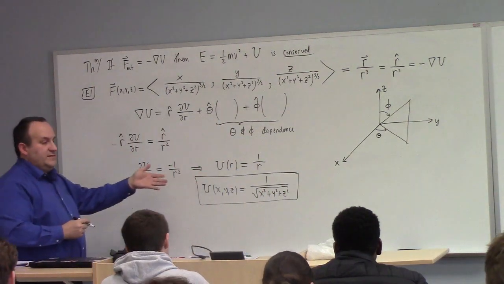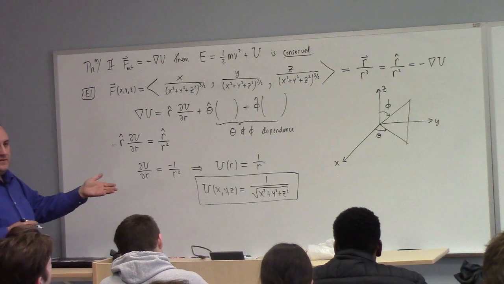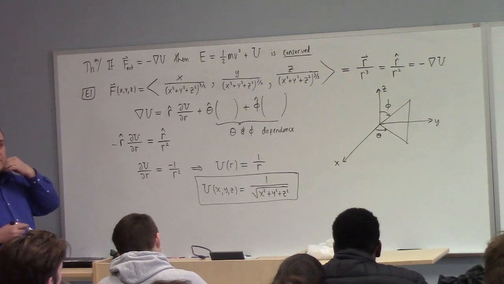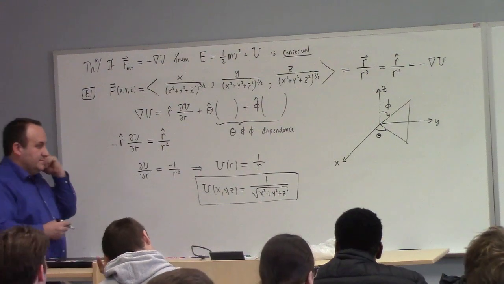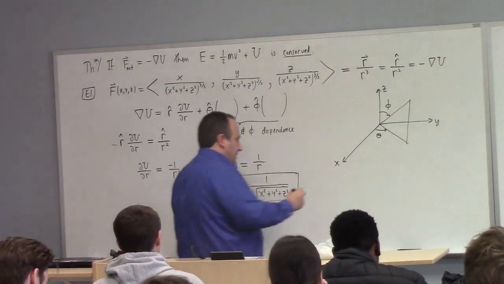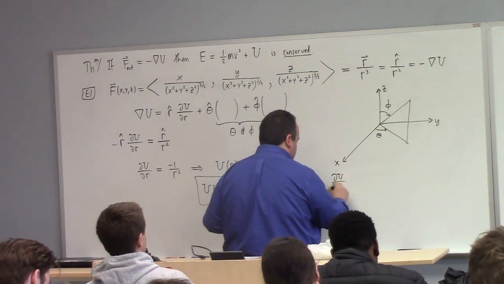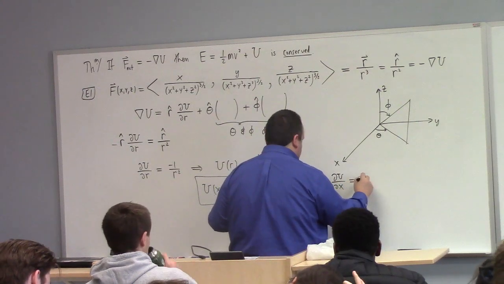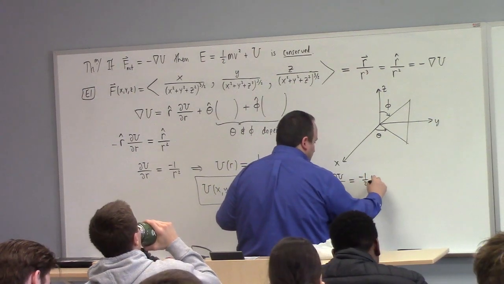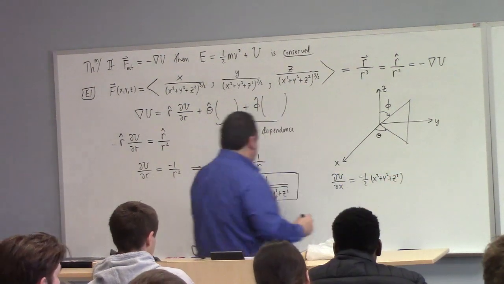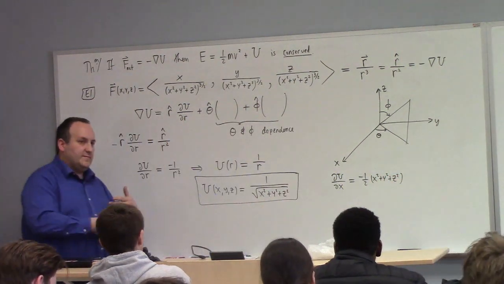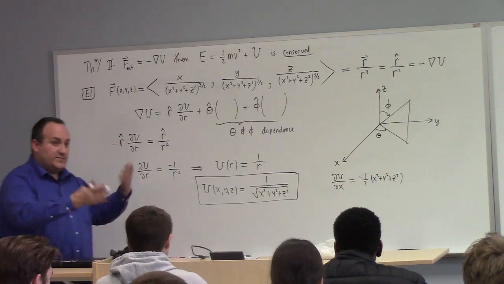And you can try it out. If you take the partial derivative of that function, what happens? What happens when you take the partial derivative of this 1 over the square root? Check it out. What happens when I take partial u partial x? We've got minus 1/2 times x squared plus y squared plus z squared, to the minus 1/2 power. Minus 1/2 minus 1 is minus 3/2.